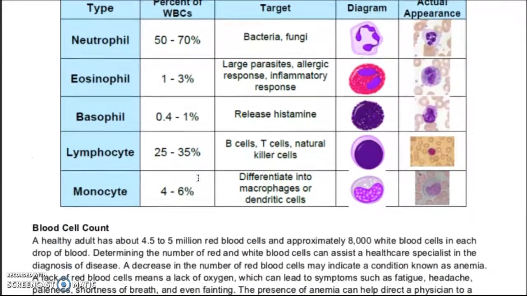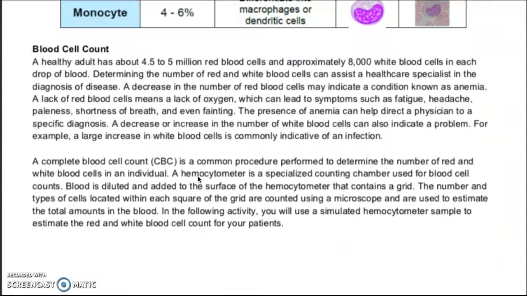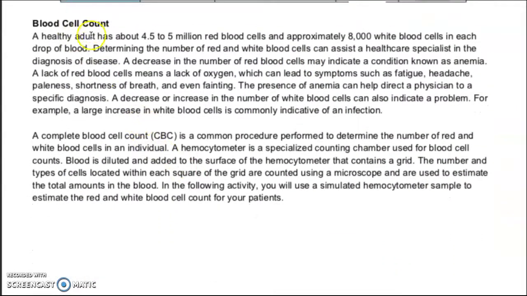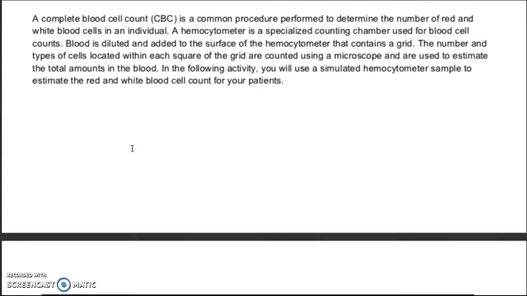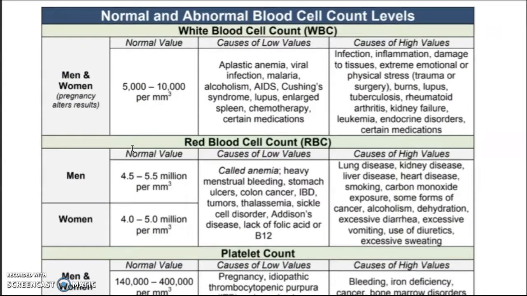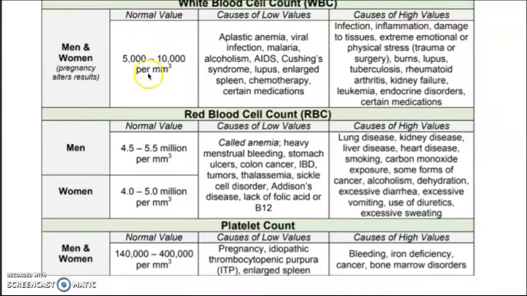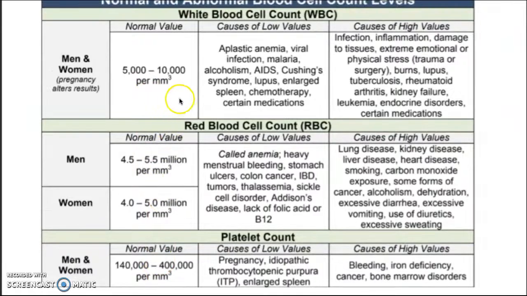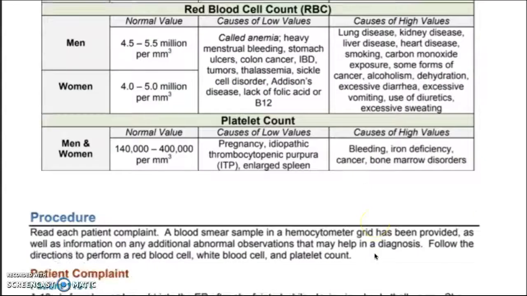Take a look at the chart of the different types of white blood cells. Read about what a blood cell count actually is when they're done. And then you'll look at this chart. This chart shows normal and abnormal blood cell count levels for the different types of cells. So white blood cells, red blood cells, platelets. What is the normal value? And if the value is lower than normal, what are some causes for low blood cell counts in the different types of blood cells? And if the counts are higher than normal, what might that mean as well? So just read over this because you'll need to analyze this later in the lab.